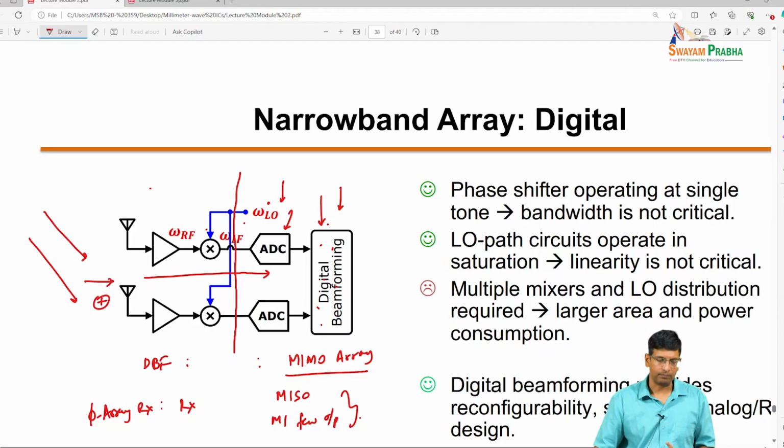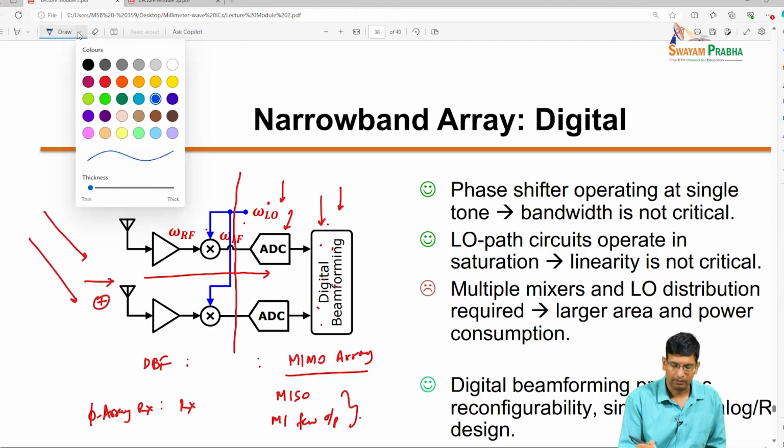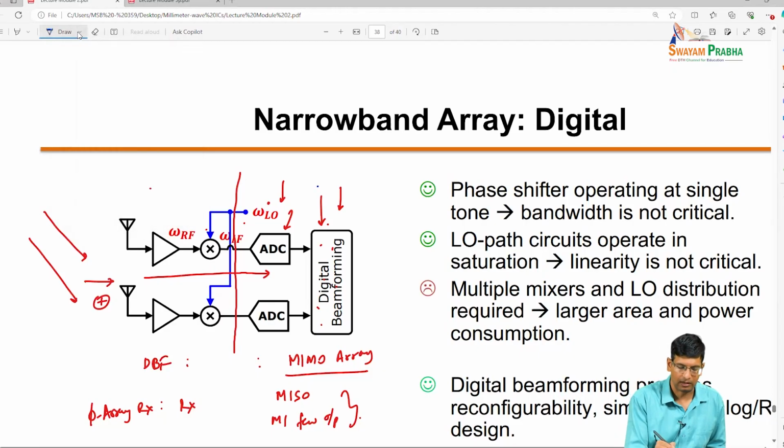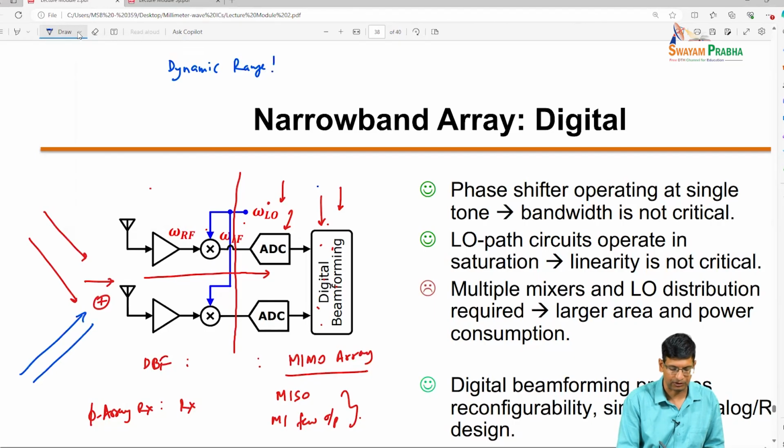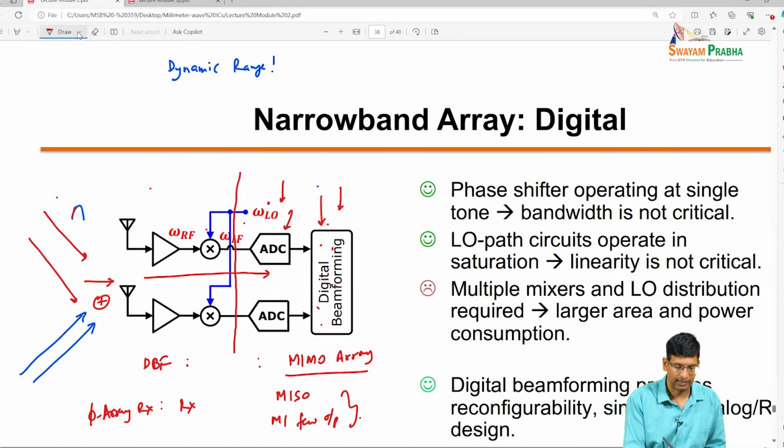So there is one particular disadvantage to digital beamforming arrays, right, which is in terms of dynamic range, right? So if we consider a world where there is an interferer coming from this direction, which I want to reject, right? In this particular approach, if I think about my desired signal over here and my undesirable interferer over here, right?